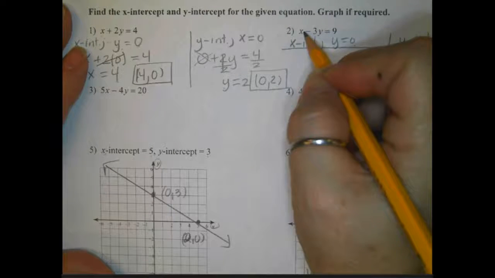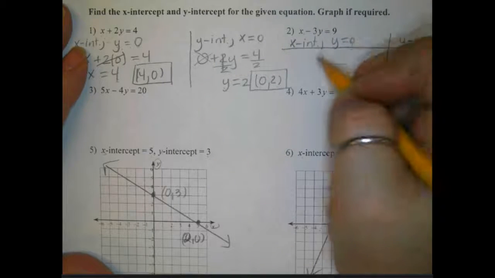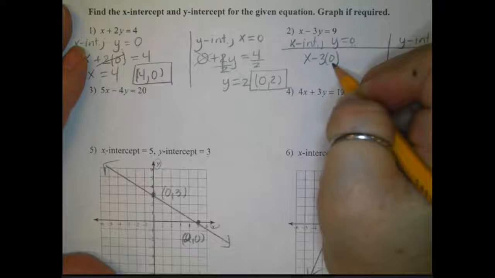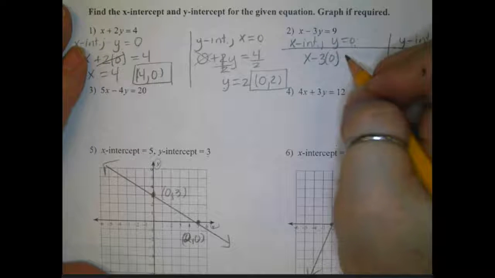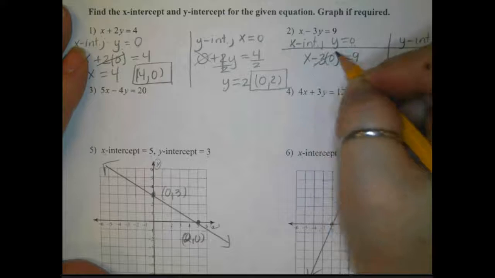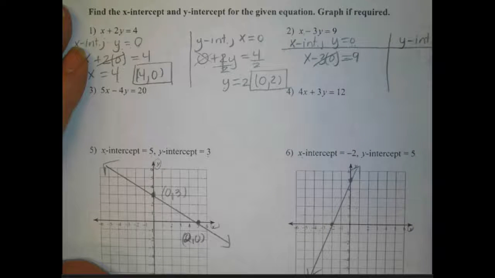So I'm going to write my equation, and my y is going to be 0. So x minus 3, I'm substituting a 0 in parentheses, equals 9, right? Negative 3 times 0 is 0. So that leaves me with what?